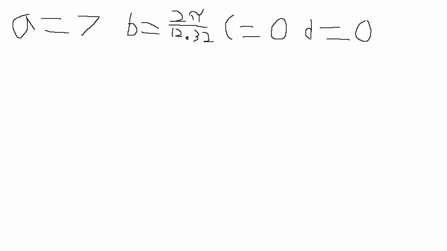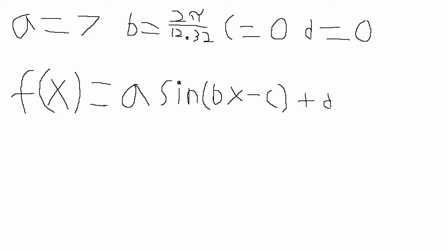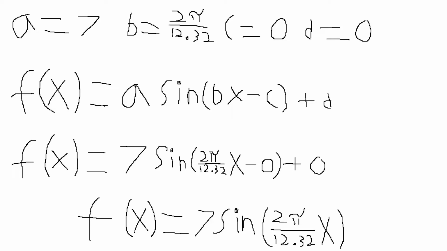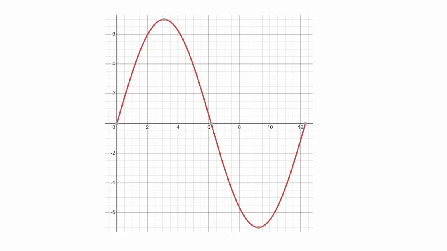Next, we plug in our a, b, c, and d into our formula. That gives us f of x equals 7 times sine times parentheses 2 pi over 12.32 x minus 0 in parentheses plus 0. Now, we can simplify that into f of x equals 7 times sine times parentheses 2 pi over 12.32 times x. And that gives us this graph here.